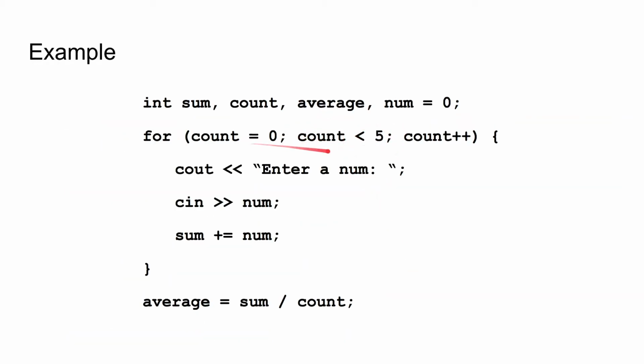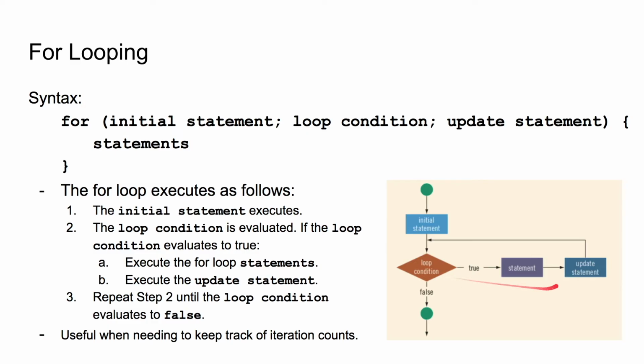We're checking that this count right here is less than 5. And when this count is less than 5, so in the 0 case, 1 case, 2 case, 3 case, and 4 case, then it is going to execute these statements in here. So when this is 0, it would come in here, enter a number, you enter that number, add it to the sum, and then it will come over here and increase that count by 1 and then test this loop condition again, just like we have right here in this little loop.